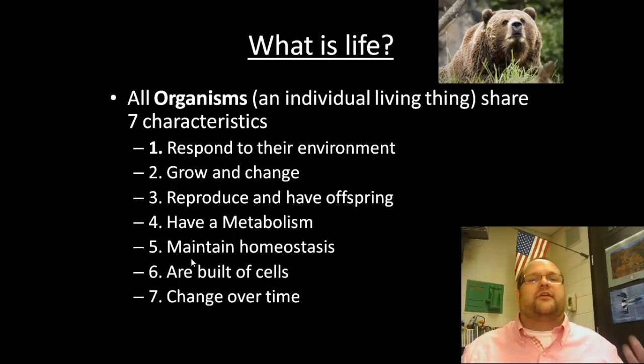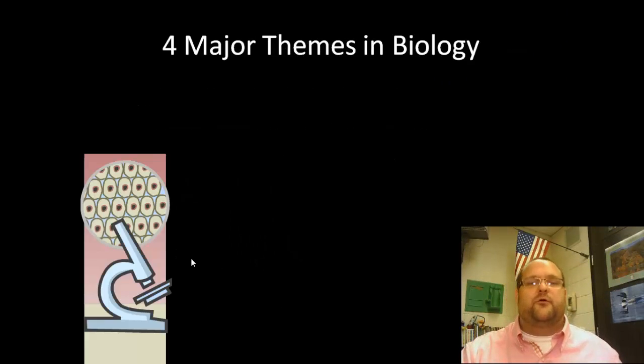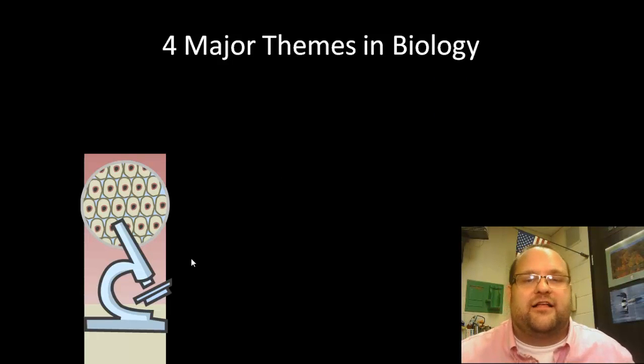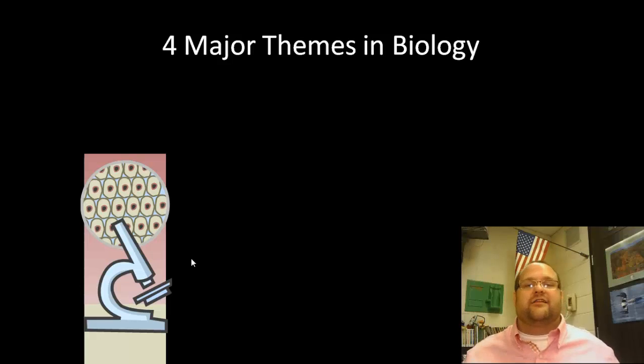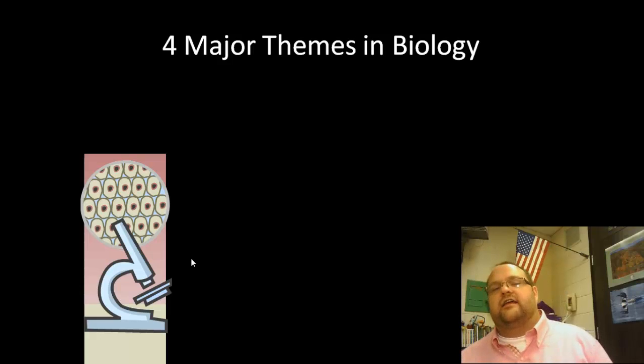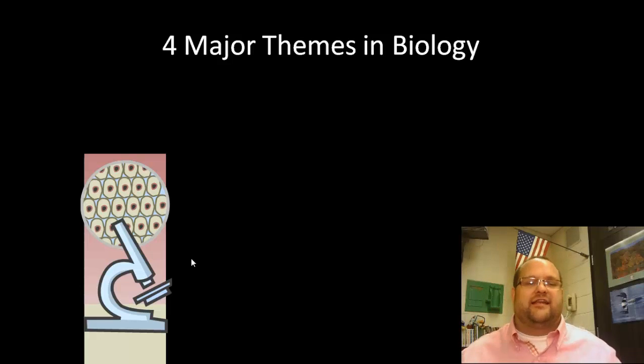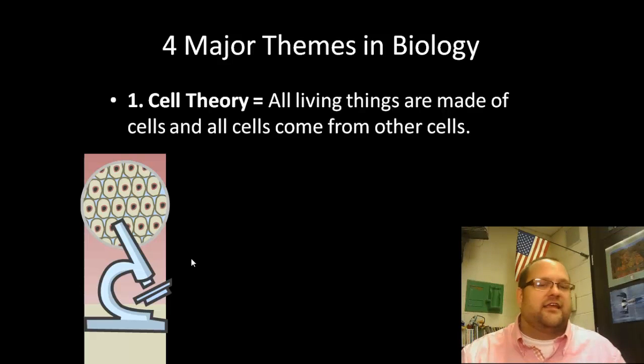Next, I want to talk about these 4 big principles, these 4 big ideas or major themes that are going to keep coming up in this class. So in order to be good biologists, we need to have a good understanding of these 4 major ideas. And the first one, if you notice down here in the corner, I have just a picture of a microscope, and in that microscope we're looking at cells. So the first major theme that we're always going to come back to is cells. And the fancy name we give this theme is what's called cell theory.